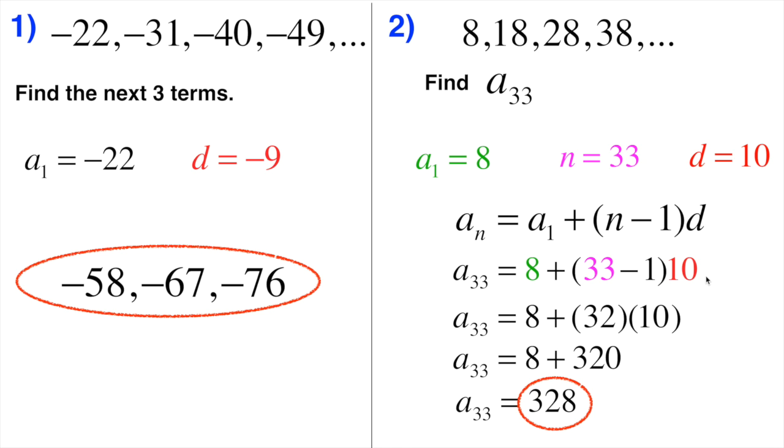Notice on this one I did not use parentheses. You can, if you want to get in the habit of just using parentheses all the time, similar to what I've got right here, that would work just fine. So if you want to, you can use it all the time. You'll always get the right answer that way.